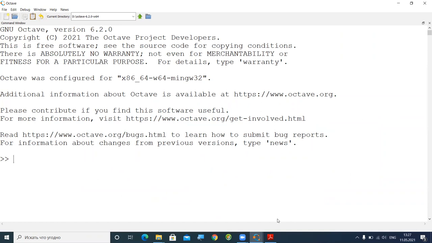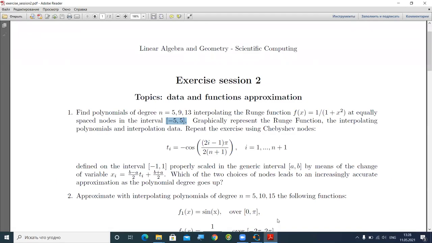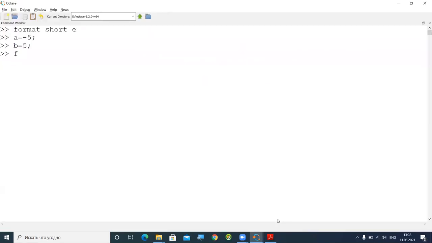So first of all, let's enter format. So here we will use format short E. It's enough for us. And now we'll give this interval. So for the interval, we give just A and B as end points of this interval. A equals to minus 5 and B equals to just 5. Okay, now we will define the function, Runge function. Runge function we will define as f equals to with at x. This is the function definition. And it's equals to 1 over, dot division, 1 plus x squared.